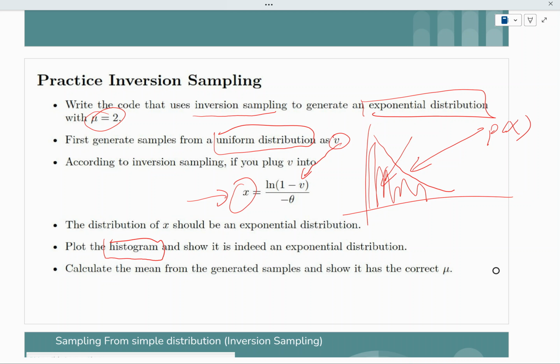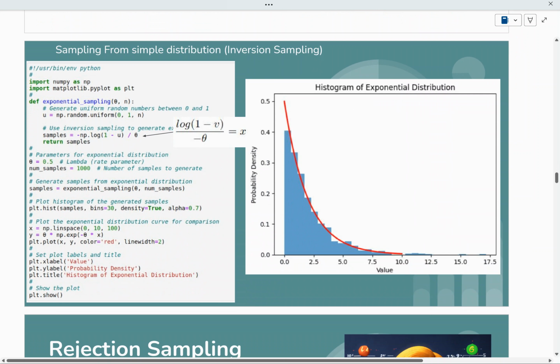Okay, you can pause the video and do this. The solution is actually here. You can see that this is p of x, and over here is the histogram.